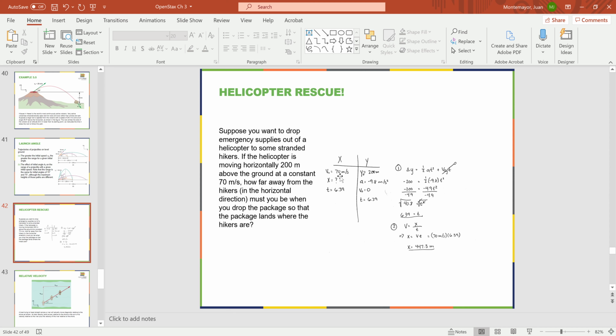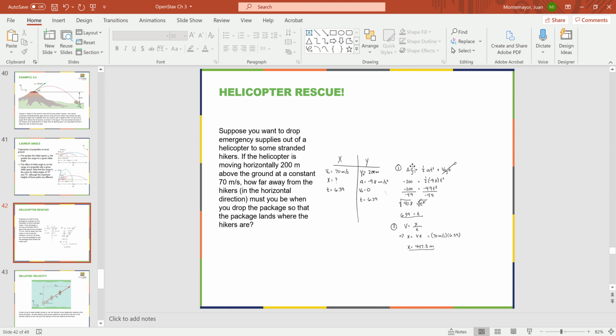Okay, so we can assume that our velocity in the y is 0 because we're not moving in the vertical direction. We know that it is 200 meters above the ground, so we know that our y initial is 200 meters above. And obviously we know our acceleration here, negative 9.8. So what we're going to do is use this equation here.